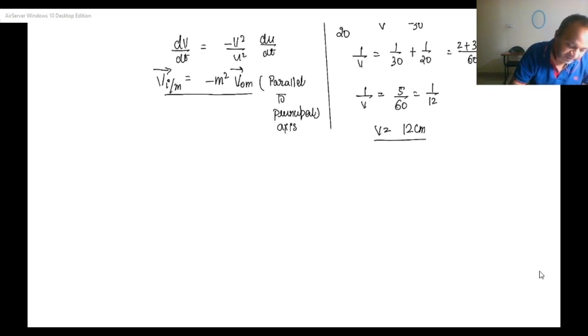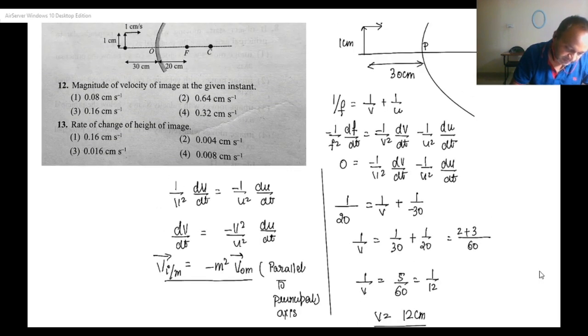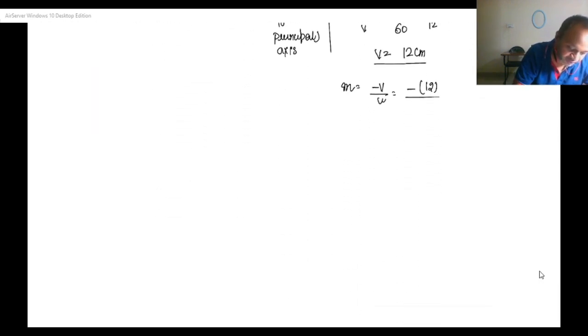Now magnification we can calculate here. Magnification is equal to minus v divided by u, right? So minus of v, which is 12, divided by u, that is the object distance, and the value of u is minus 30. So here putting the value of u as minus 30, this is coming out to be 12 by 30. So this we can write as 2 by 5. So magnification is 2 by 5.